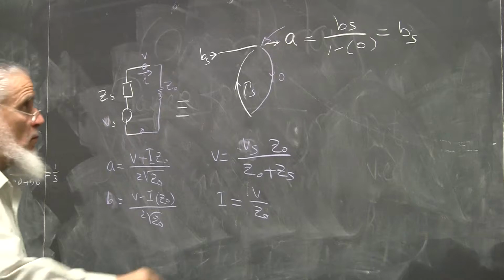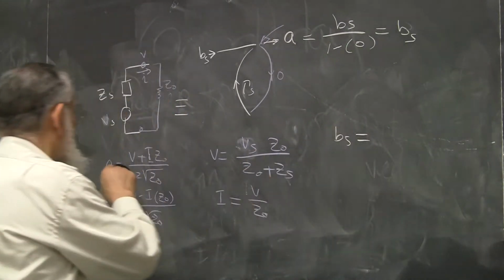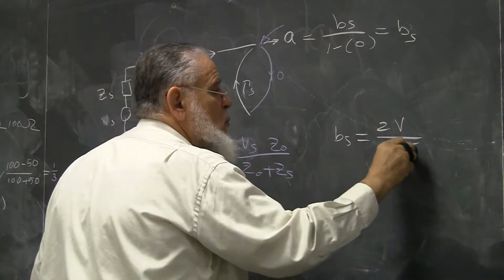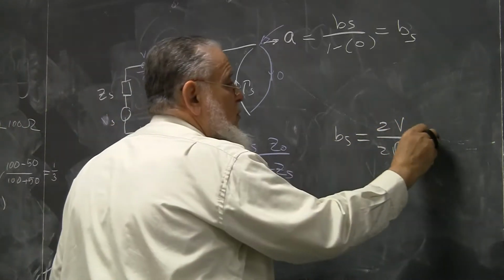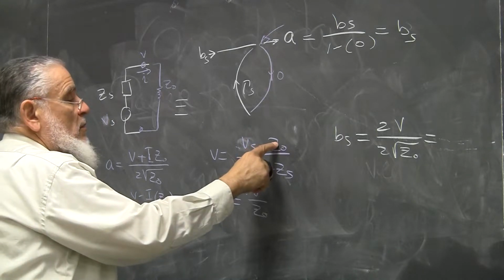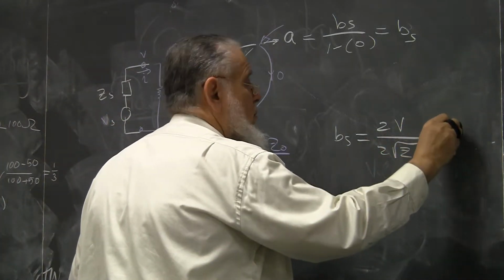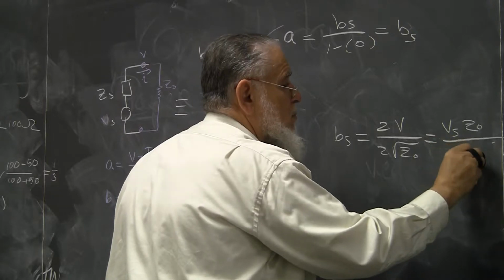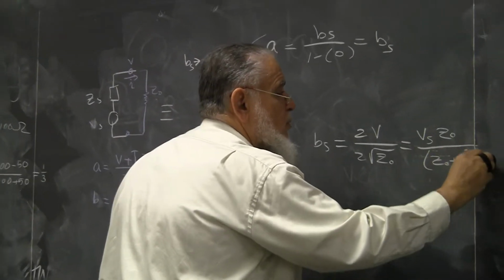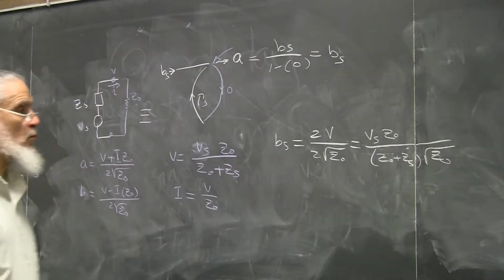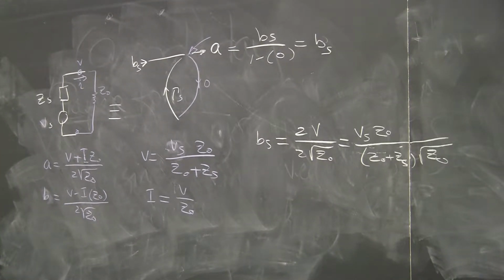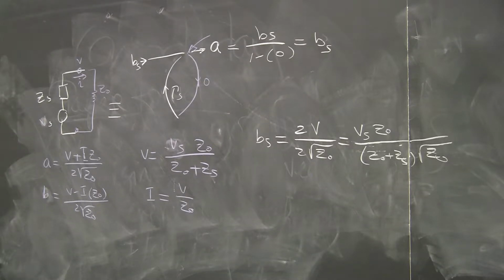So in this case, the BS is equal to this A, which is 2V divided by 2 square root of Z naught, is equal to Vs Z naught divided by Z naught or Zs, square root of Z naught. So you can get your BS based on that.